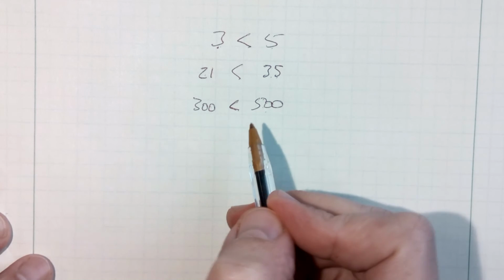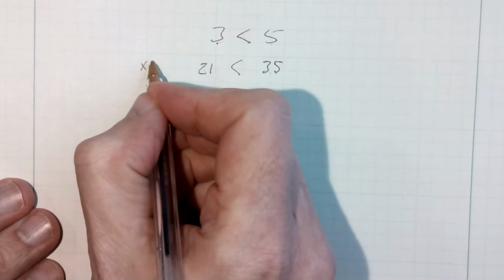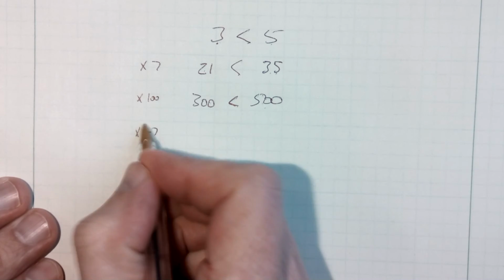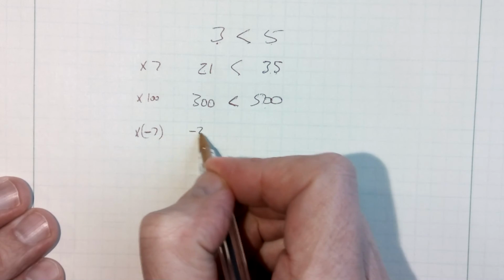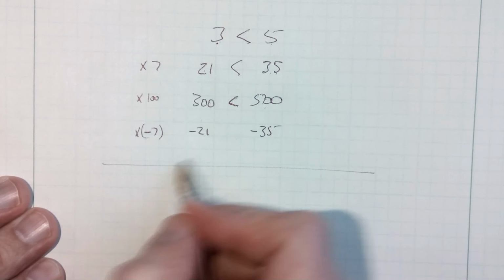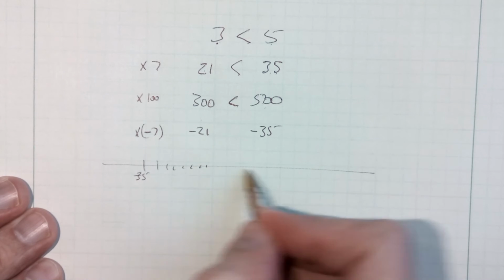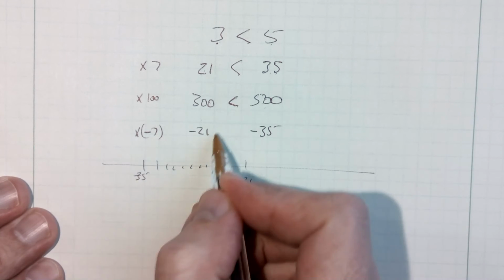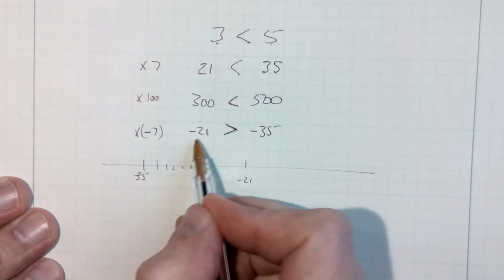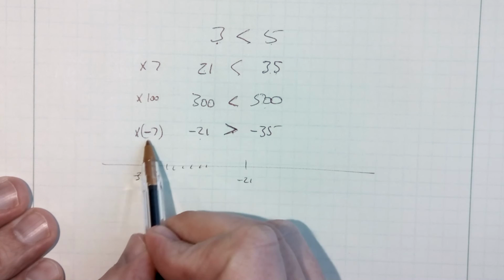But if I multiply by a negative, so again, this was timesing by 7, this was timesing by 100, but now let's say I times by a negative 7, then this will be a negative 21, and this will be a negative 35. Now think on a number line. Negative 35 is way to the left of negative 21. So that means the right side is now less than the left side. That inequality, I had to flip it if I multiplied by a negative 7.